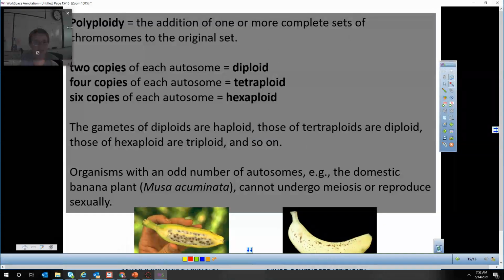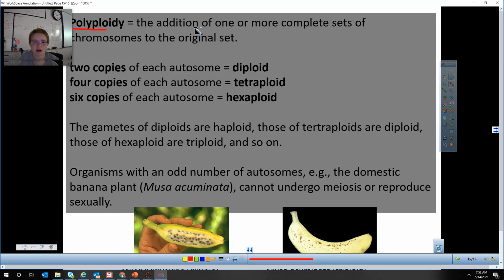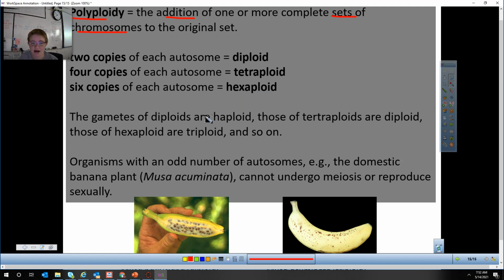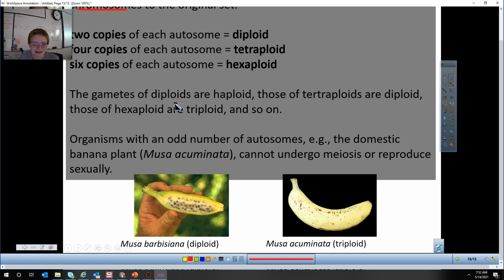So you'll probably want to say polyploidy, and that is where you get an addition of different sets of chromosomes. So you end up with more sets of chromosomes than you should. Like a diploid organism has 2 copies, and that's normal. But then you can have tetraploid organisms with 4 copies. That's not normal, but that is a way to create a new species. 6 copies of each of the chromosomes, that's a hexaploid. So yeah, it kind of is weird.